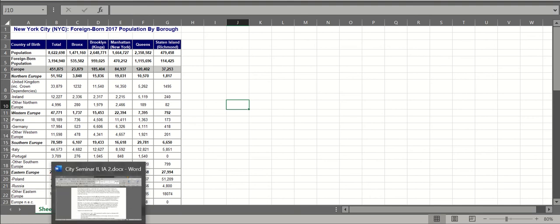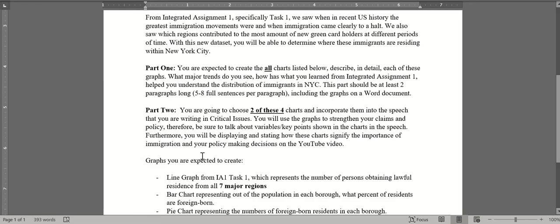So using this data, we're going to have a two-step method, right? Step 1, so part 1, you're expected to create all the charts listed below. I'm going to go over them in a second. Describe in detail each of these graphs, right? So I want you to not only create them, but also describe them, right?